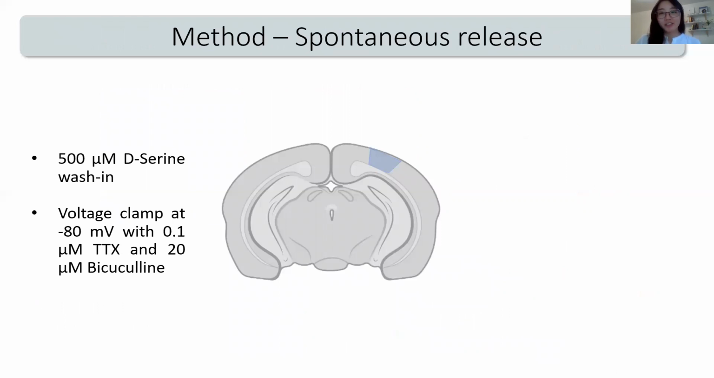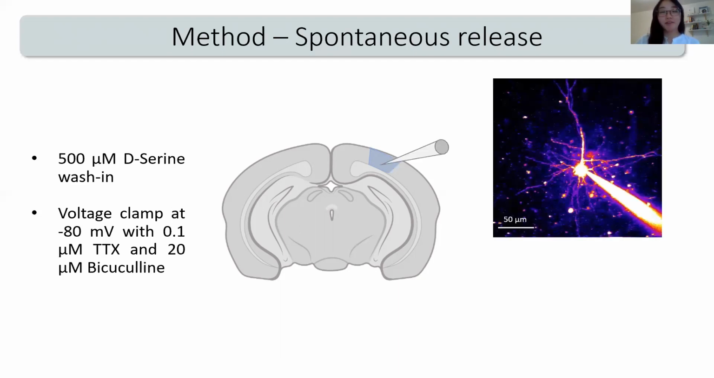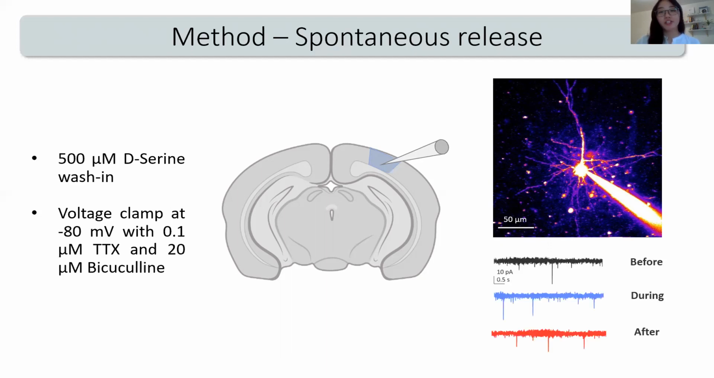Our other study looked at the impact of a gliotransmitter, D-serine, on plasticity. Spontaneous neurotransmission is synaptic release independent of presynaptic firing. To investigate spontaneous release, we performed whole cell recordings of layer 5 pyramidal cells, which are cells that mediate the majority of outputs from the neocortex. And we recorded miniature excitatory postsynaptic currents, or EPSCs, in the presence of a sodium channel blocker, TTX, and a GABA-A antagonist, bicuculline, before, during, and after D-serine wash-in.